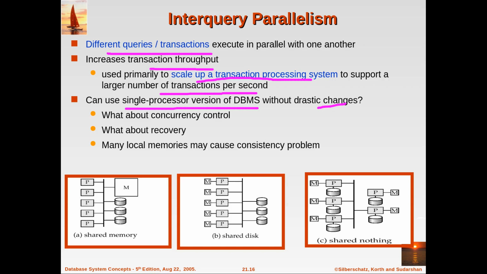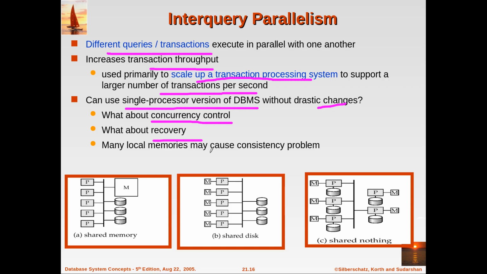When we use a single processor version of a DBMS, we need to have a provision for concurrency control, because we are dealing with only one processor, and on the same processor a number of queries will be executing, and different queries may require the same data at the same time. So we need to maintain concurrency control. The second thing is we need a provision for recovery, because if any failure happens in between, how can it be recovered with a single processor version?